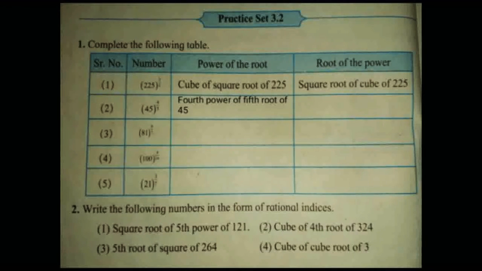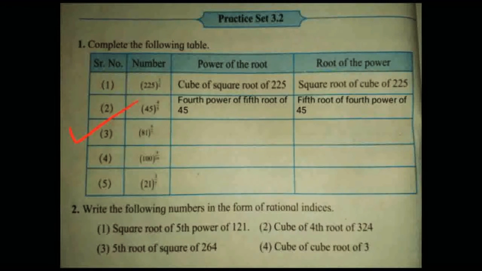Now you have to write in words the root of the power column. Root of the power column will come reverse. That is fifth root of fourth power will come. Okay. Fifth root of fourth power of 45. Next, 81 to the power 6 upon 7.